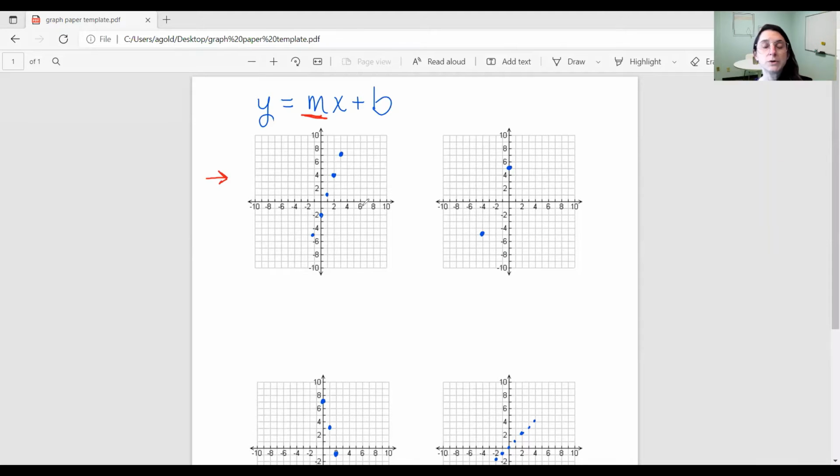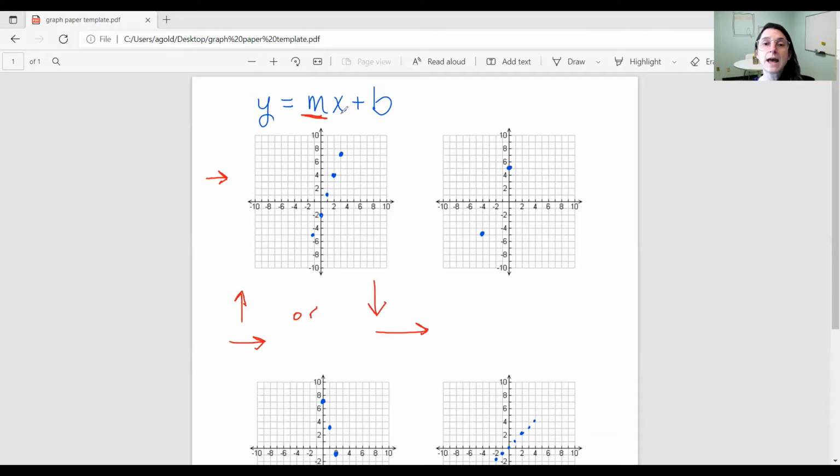So what I'm going to do is either count up and to the right or down and to the right. Trust me on this, your life will be so much easier if you just always go to the right. When you go up and to the right, you have a positive slope. And when you go down and to the right, you have a negative slope.